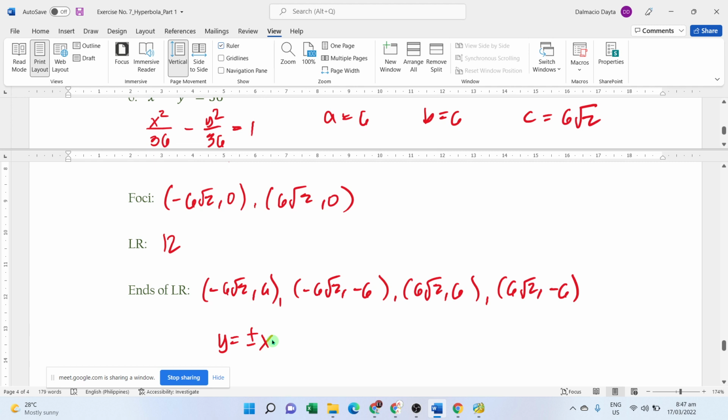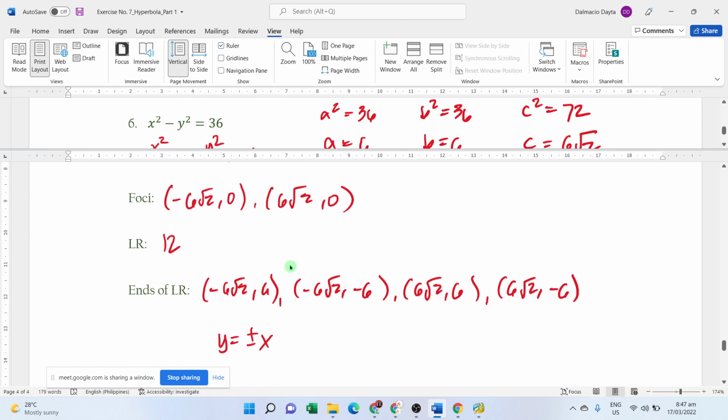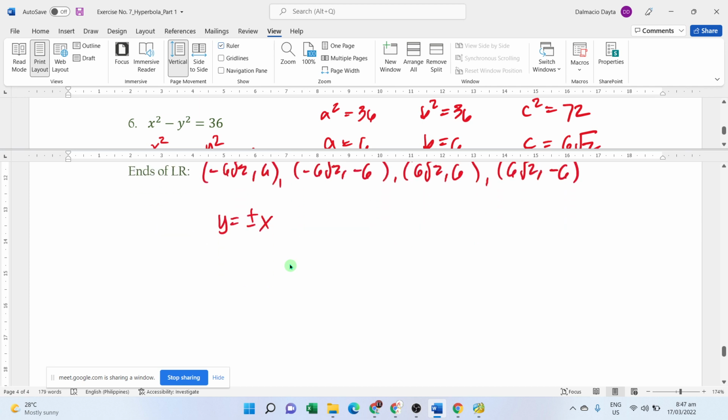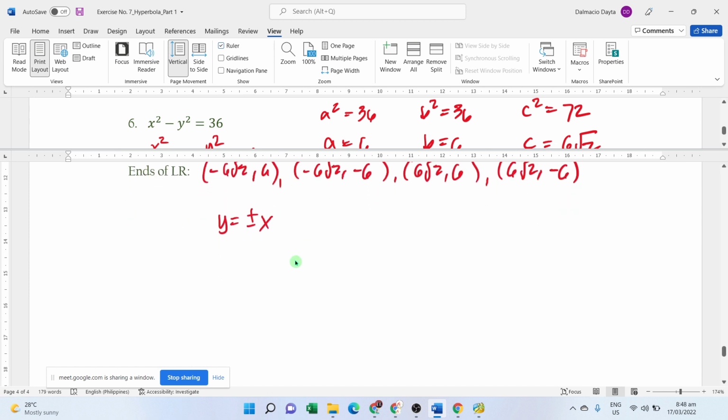LR, yeah, 72 over 6, that's 12, correct. And then equation of the asymptotes. So yung dalawang line, because the imaginary rectangle that you're going to draw here will be a square. So y equals x and y equals negative x are the asymptotes. But the branches of the hyperbola is still nandun, ang orientation is on the horizontal. Okay, so everything is correct here.